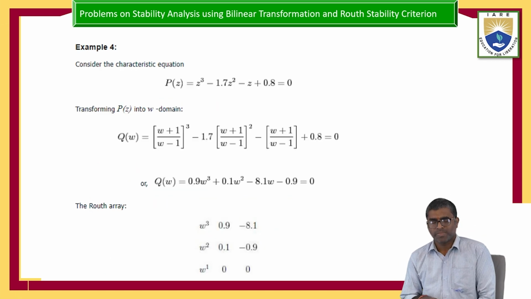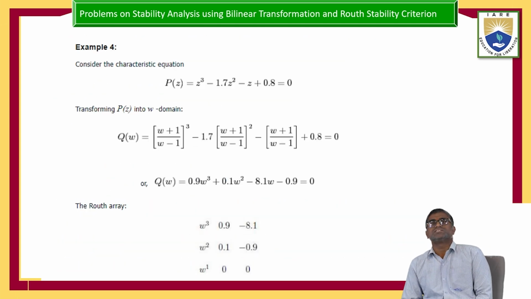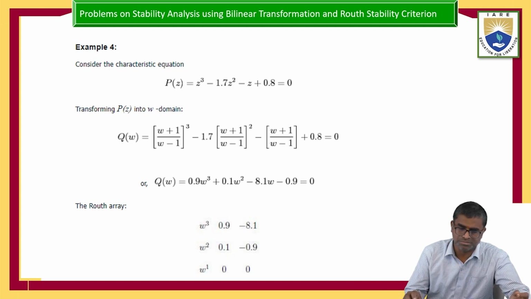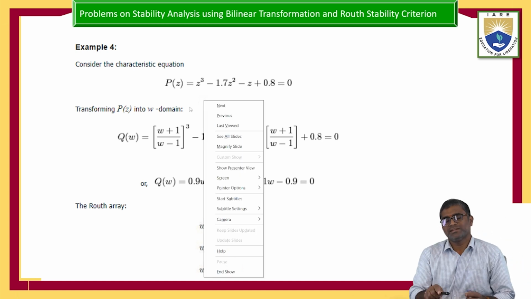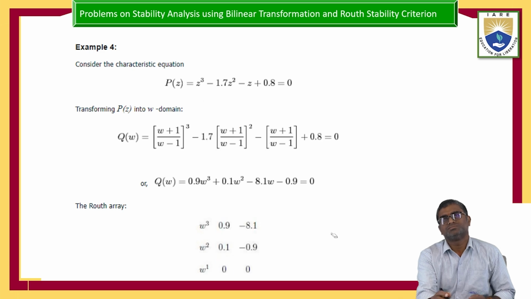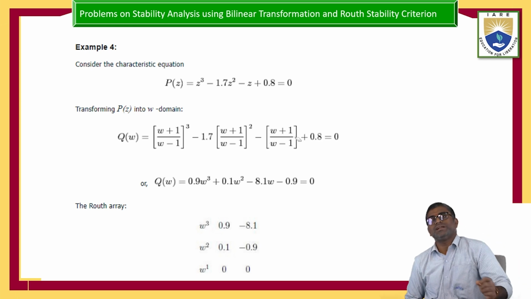See the problem with the bilinear term. Are any singular cases coming? They are mentioned here like these conditions. So similarly, we go for the same problem, taking this one by using the bilinear transformation. So we have z cube minus 1.7 z square minus z plus 0.8, where z is (omega plus 1) by (omega minus 1) whole cube minus 1.7 (omega plus 1) by (omega minus 1) whole square minus (omega plus 1) by (omega minus 1) plus 0.8.